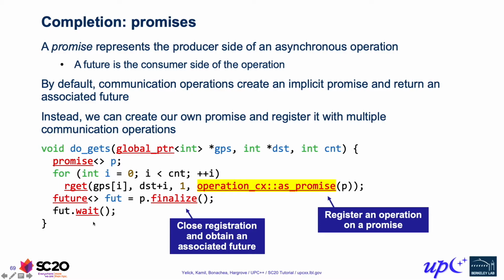If we call wait on the resulting future, it waits for all the outstanding operations that have been associated with this promise to complete before returning back to us. So this gives us the ability to wait on a large number of operations using just a single promise, as opposed to what we saw before where we constructed a DAG of operations.